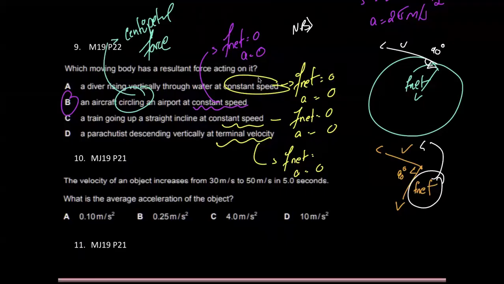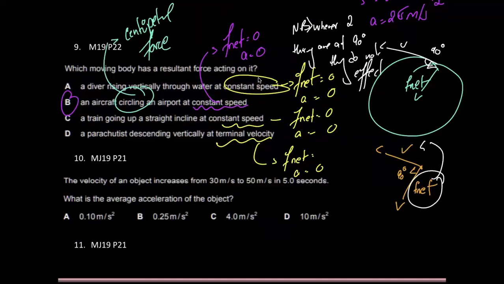So write this whenever two forces are at a 90-degree angle. Whenever two things are at 90 degrees, they do not affect each other. These two things have no effect on each other. So this force does not affect the velocity at all.